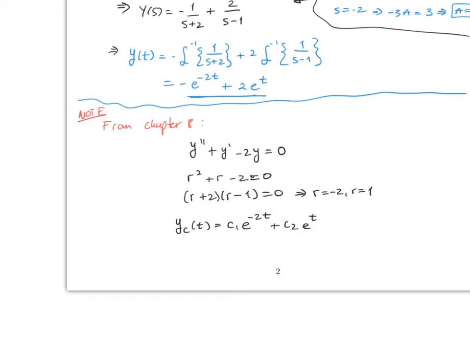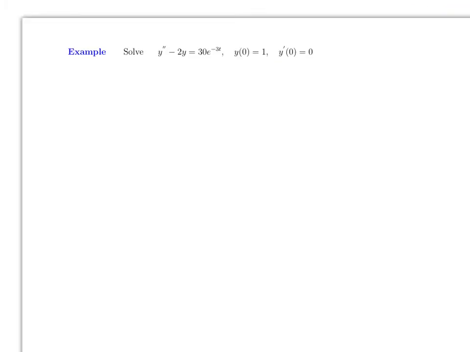And like I said in the previous problem, if I only ask you to solve this and do not specify which method to use, obviously this will be easier. But if I ask you to solve this using Laplace transforms, well, then you have to use the Laplace transform to solve the problem. All right, let's try one more example.